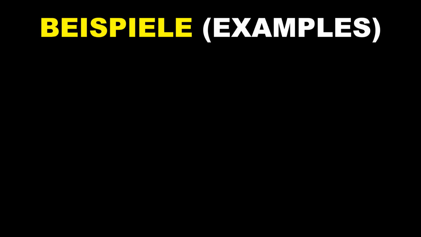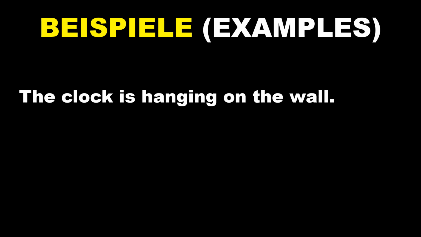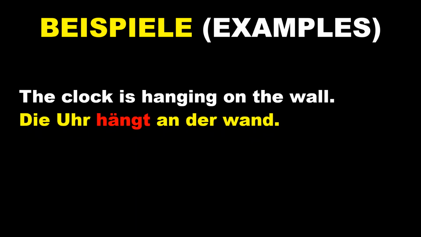Let's go ahead. Let's take few more examples. The clock is hanging on the wall. Again, we are giving the position of the clock. That is how we will translate it. Die Uhr hängt an der Wand. Here you can again see an is a preposition, dative preposition here. That is why we have used der Wand. The article is dative. Die Uhr hängt an der Wand.